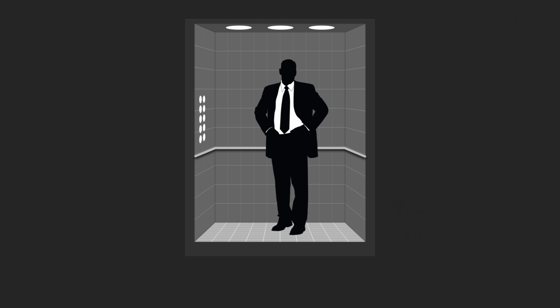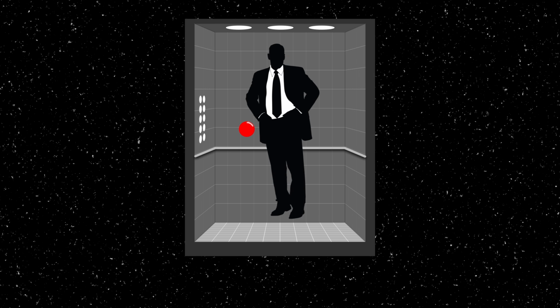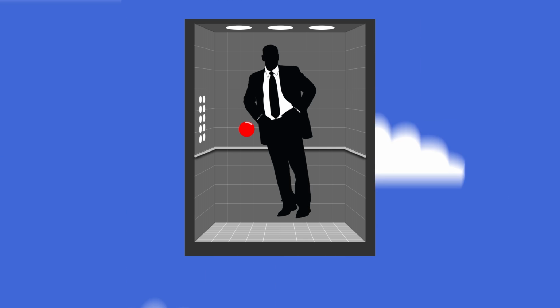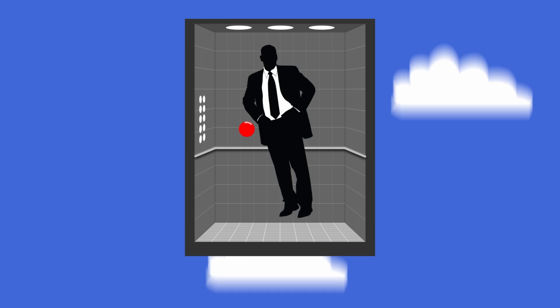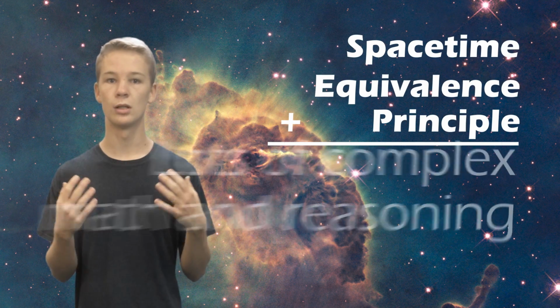Say you're in an elevator again, but this time you aren't touching the ground. And when you pull a ball out of your pocket and let go, it goes nowhere. Now you may be thinking, aha, I'm in space. But Einstein again proposed another option. You could be on Earth in free fall with the elevator, having a constant acceleration and therefore causing the appearance of weightlessness.